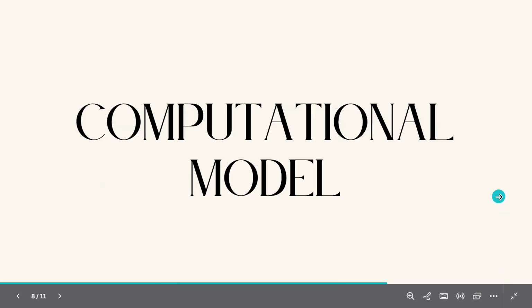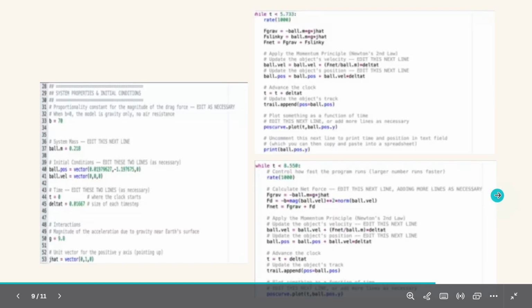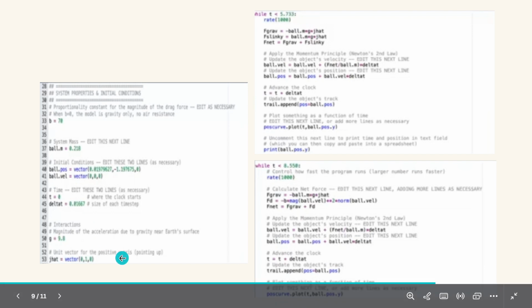Okay, and now for our computational model. So we have the mass of the ball here, the position, the velocity, the initial time, so 0, and the change in time here. Gravity, and those are all our initial conditions, really.